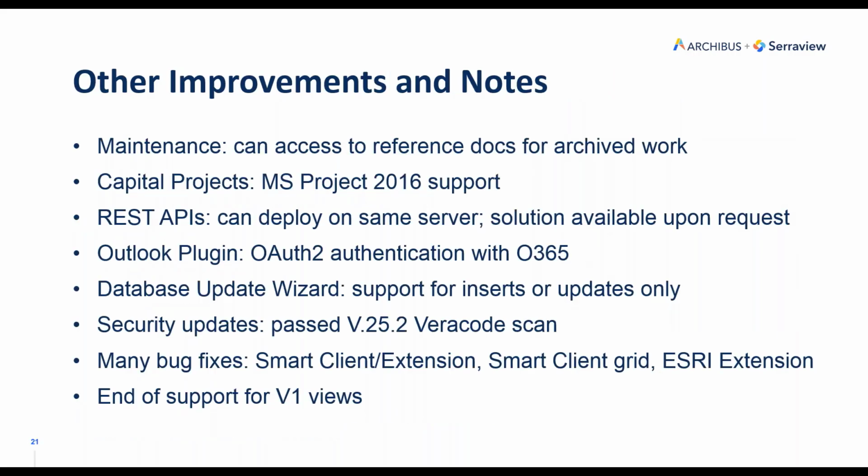Other improvements that are notable: in maintenance, you can access reference docs for archived work. Some of this work came in from our customer support department, and we've addressed the ones that were higher priority. We support Microsoft Project 2016 and capital projects. For REST APIs, which we introduced in 25.1, you can now deploy them on the same server, and that solution is available upon request. The Outlook plugin, we've enabled OAuth 2 authentication with Outlook 365.